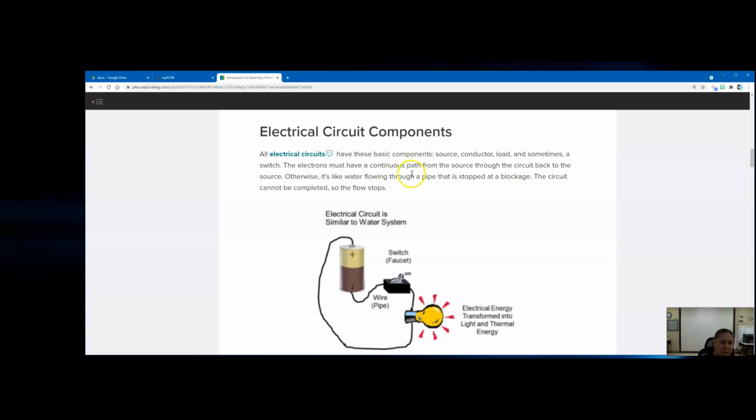They say otherwise it's like water flowing through a pipe that's stopped at a blockage. So something's stuck in your drain, the water can't go, you're stuck. They keep comparing it to water, but they're two different systems. The circuit cannot be completed there.